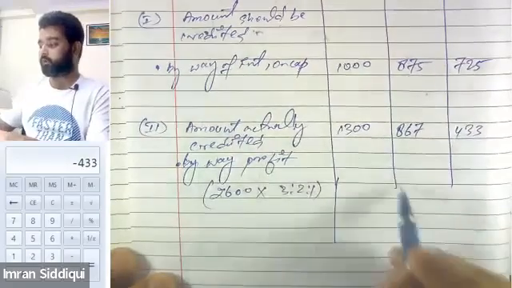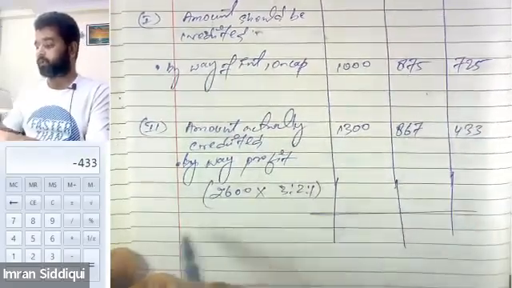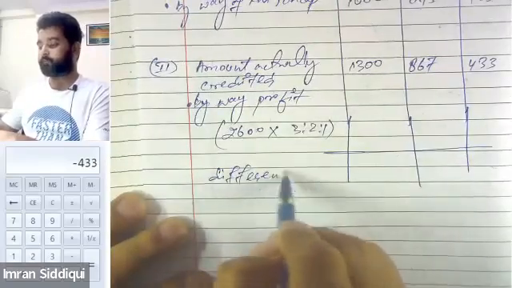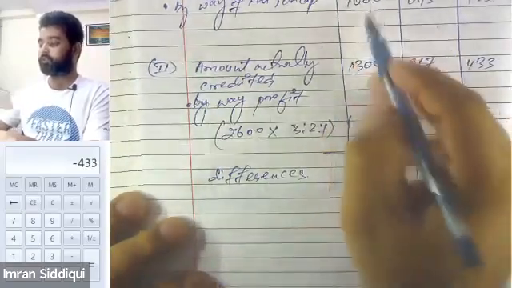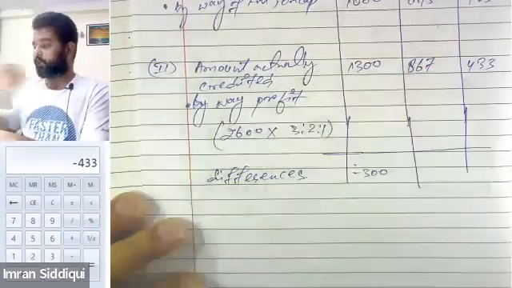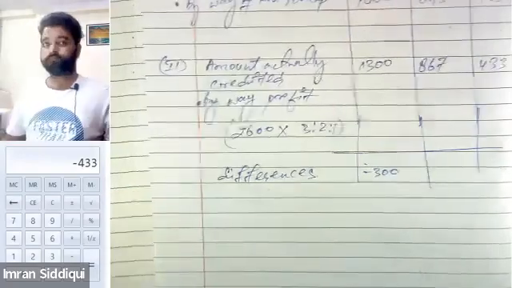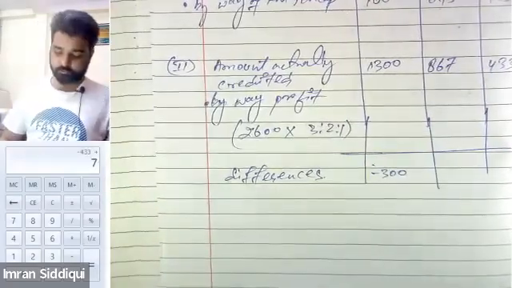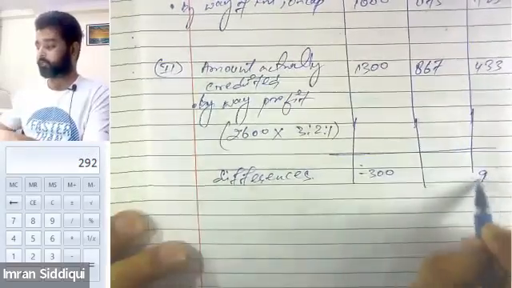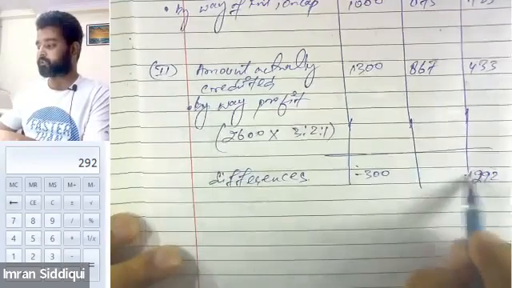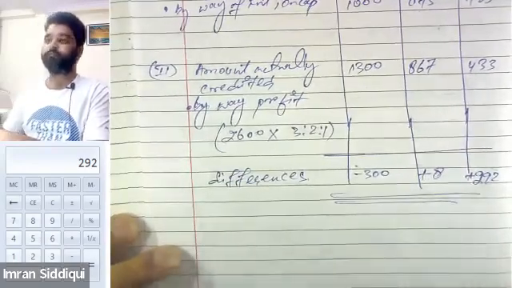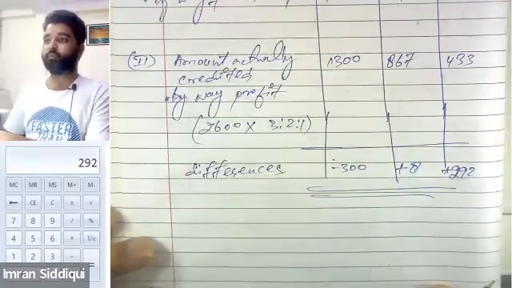Okay. Now you already know what to do. Now we will find out the difference. So here you can see there is a difference of 300 negative balance, minus 300, and there is a difference of 433 plus 725, 292 rupees. This is a positive balance, and here we will have 8 rupees positive balance. Okay, so minus 300 plus 8 plus 292.